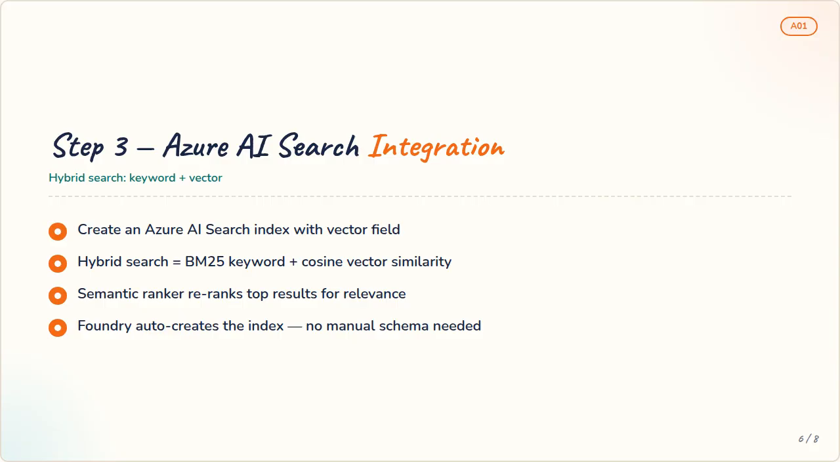Azure AI Search combines traditional keyword search with vector similarity. The semantic ranker then re-ranks the top results using a language model, giving you the best of all 3 approaches. Foundry can auto-create and populate the index for you.